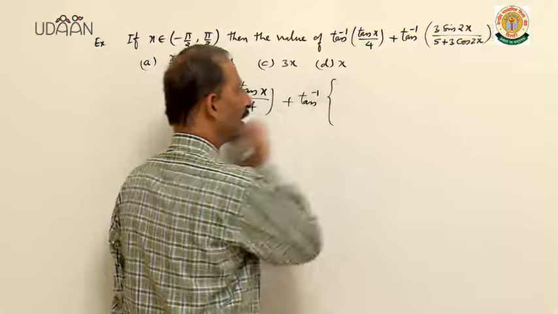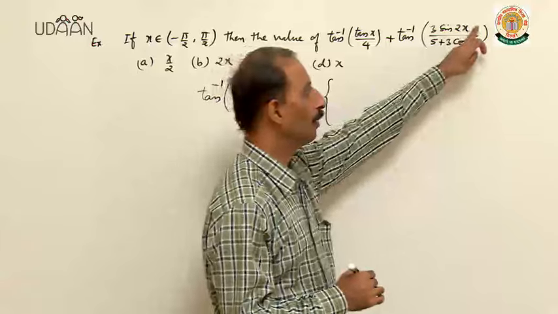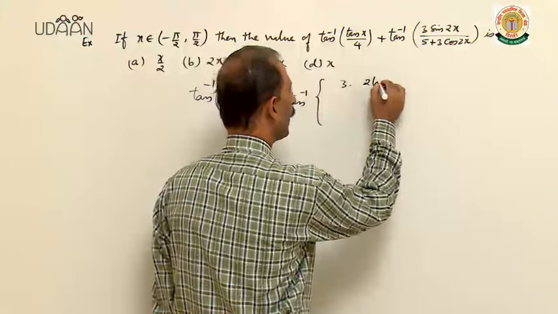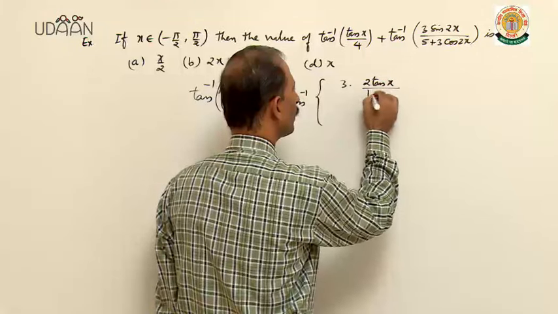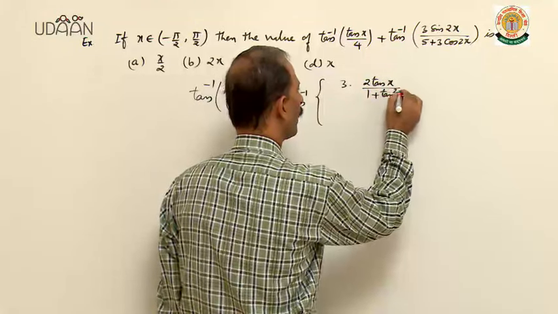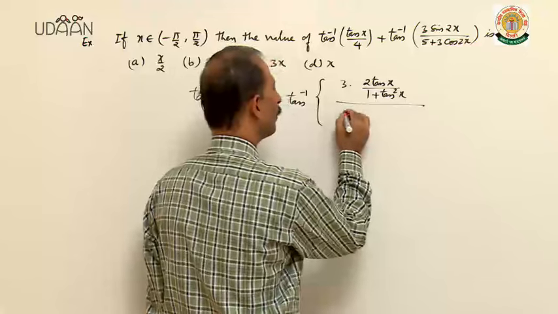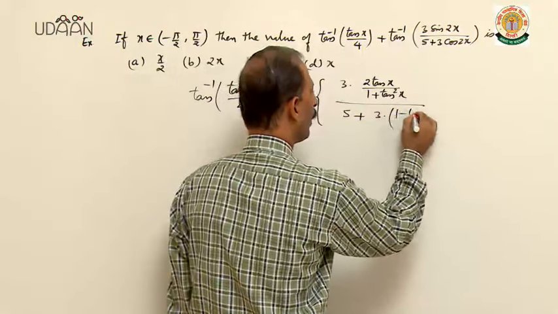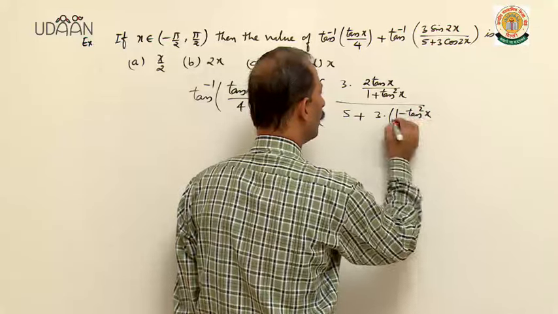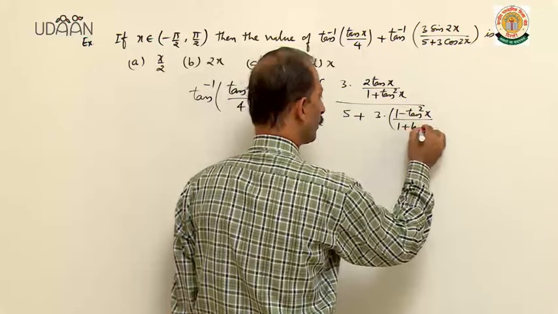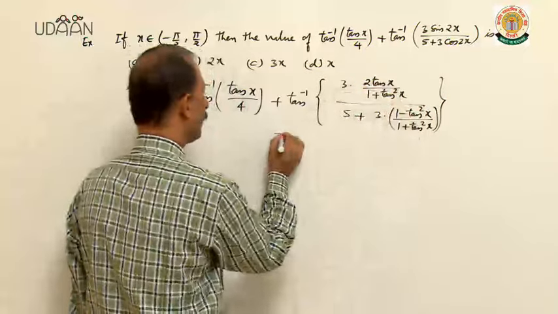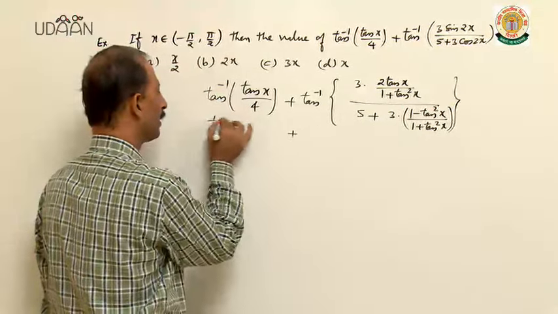Now trigonometric identities. You know the value of sin 2x. Sin 2x is 2 tan x upon 1 plus tan square x. Similarly, the identity of cos 2x, you know, is 1 minus tan square x upon 1 plus tan square x. Simplify this. First of all, simplify this. This we are keeping as it is.